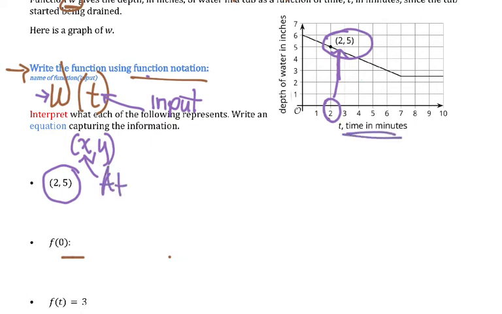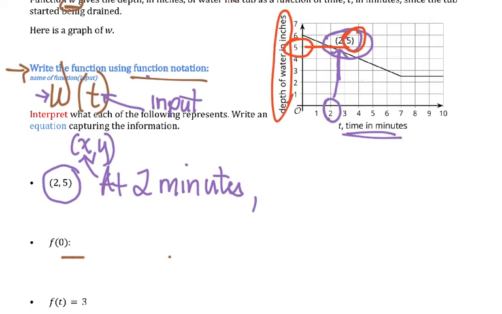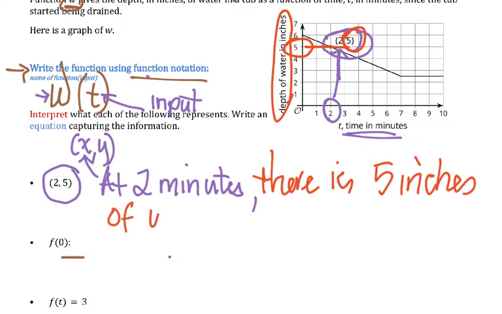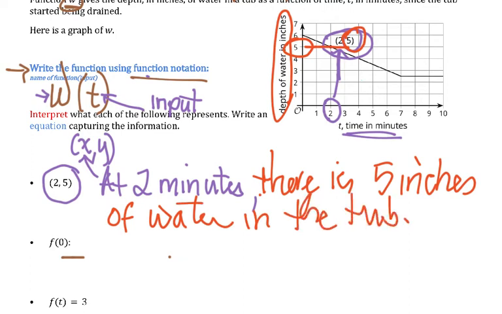So, at 2 minutes, comma, what's going on? Here's the Y. Oops, I wanted to change color to red. Here's 5. What's going on at 5? Right there. 5 inches of water. So at 2 minutes, there is 5 inches of water in the tub. That's what it means.